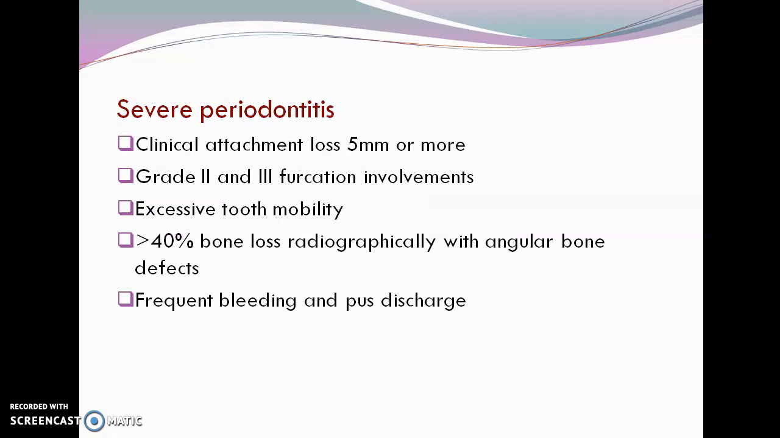In severe periodontitis, the clinical attachment loss is greater than 5 mm, grade 2 or grade 3 furcation involvement is present, and excessive tooth mobility is seen. Greater than 40% bone loss can be observed radiographically, along with angular bone defects. Patients usually complain of frequent bleeding and pus discharge.